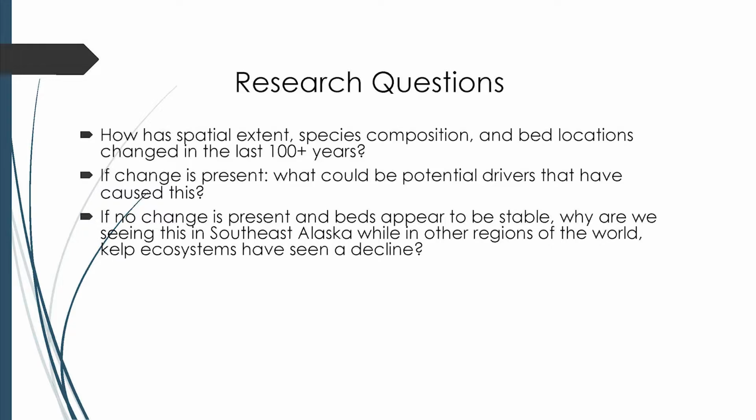Before I get into some of the research questions and why this project even came to be, differences between kelp populations in different years is not very well studied, and so we wanted to see if spatial extent, species composition, and bed locations had changed in the last 100 years. And with that, if change was present, what could be potential drivers that have caused this, or if no change is present and the beds appear to be stable, why are we seeing this in Alaska, while in other regions of the world, kelp ecosystems have seen a decline?